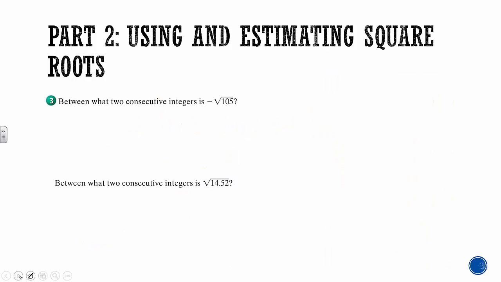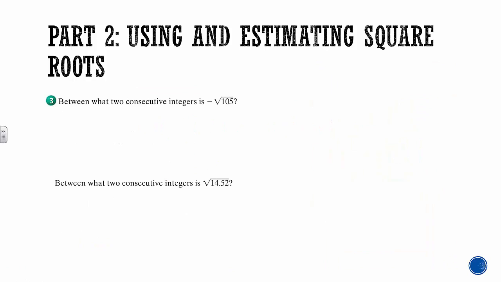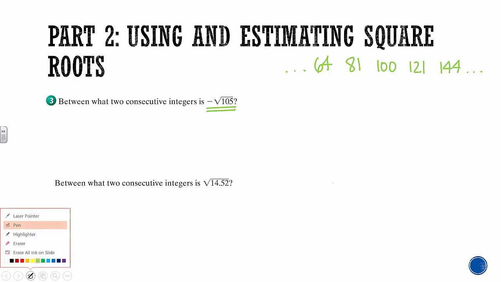So if we want to estimate square roots, we can think about the perfect squares that we know. So we listed some of them here, 49, and we could keep going. The next one after 49 would be 8 squared, which is 64, then 9 squared, 10 squared, 11 squared, 12 squared, and we could keep going forever. But if I want to figure out what two consecutive integers this square root is in between, I have to look between the perfect squares. So 105 is going to be right in here.